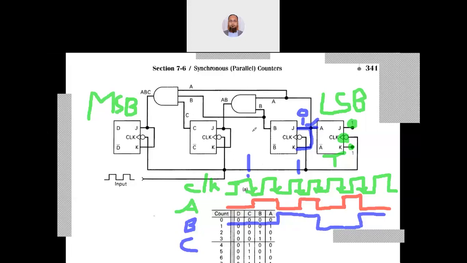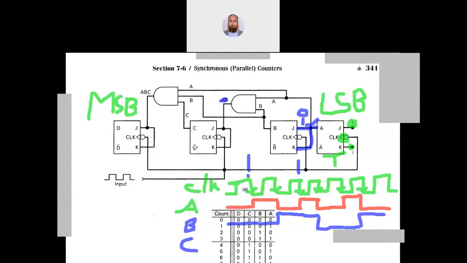Now we talk about C. As I told you, the state of each flip flop will change only at the time of the clock. Now you can see how flip flop C is connected. Inputs A and B are connected to an AND gate.